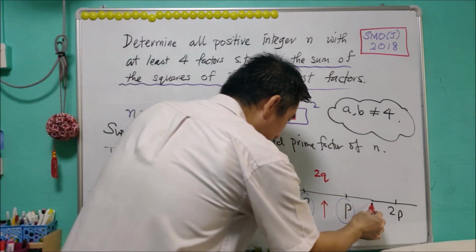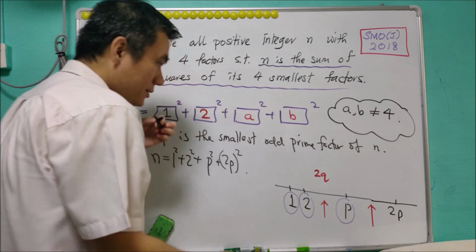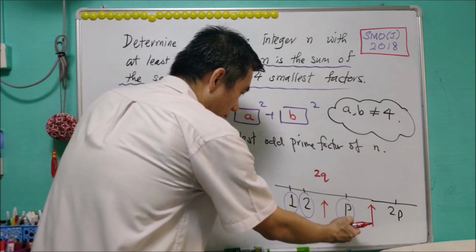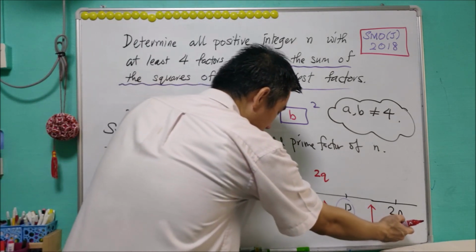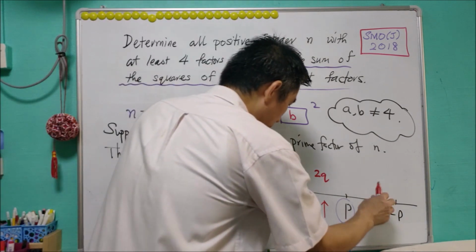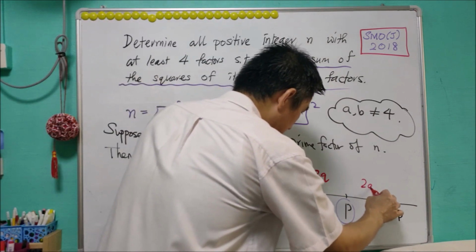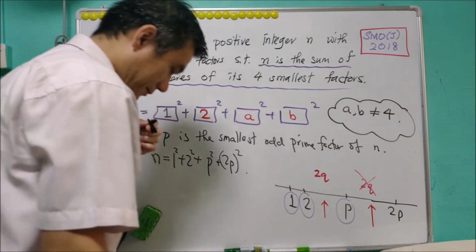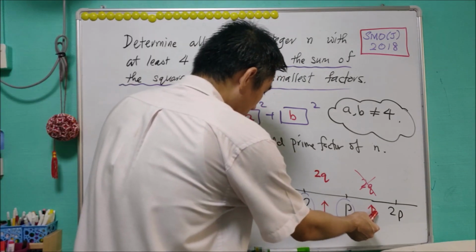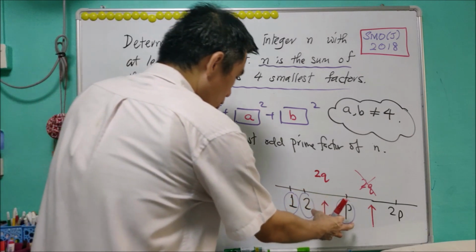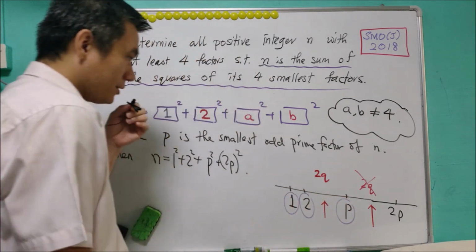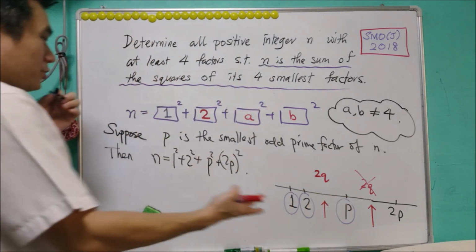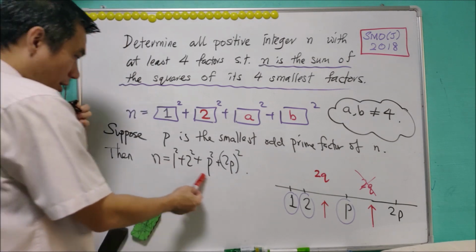How about we have some factor that is greater than p but less than 2p. Now again, if this is an even number, it is not possible for the reason that we have said before. And this factor cannot be an odd factor because you need to have 2 odd factors and 2 even factors. And this concludes that n has to be of this form.